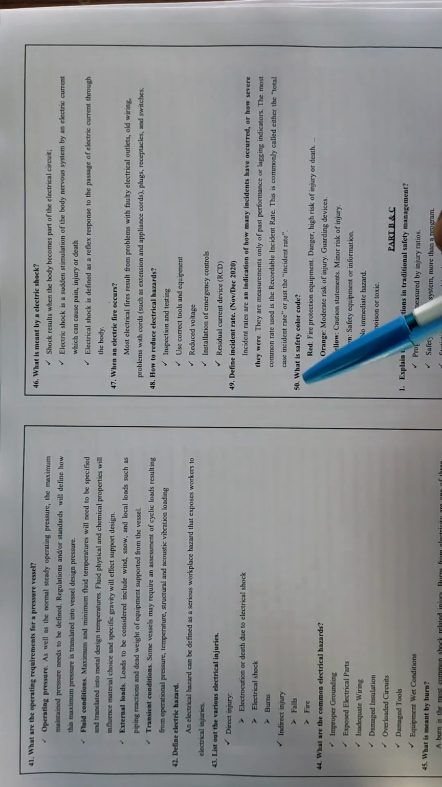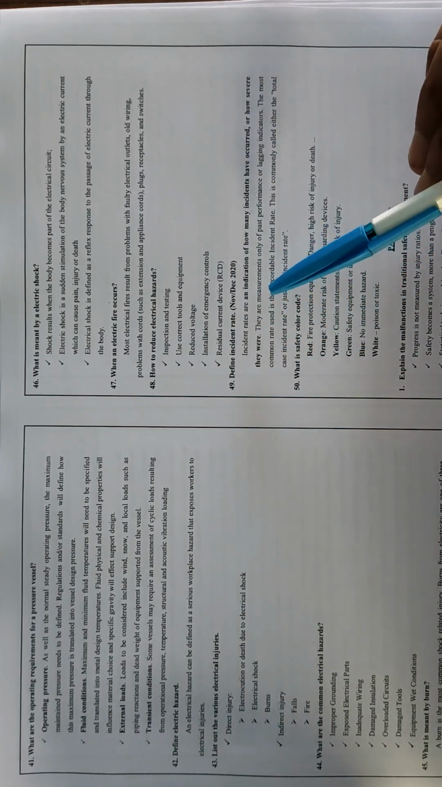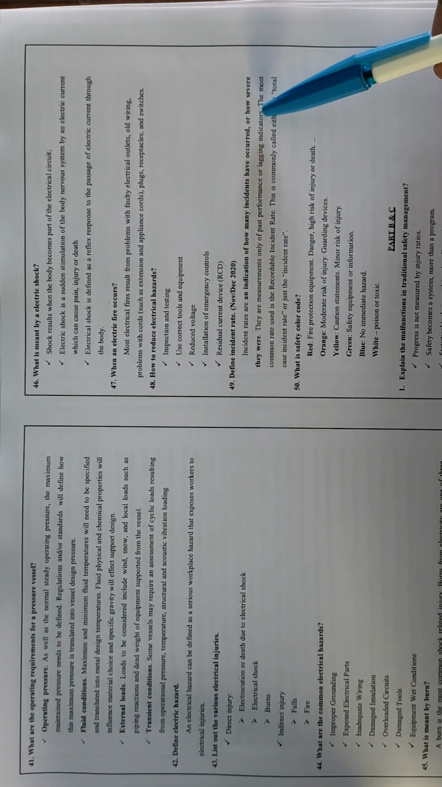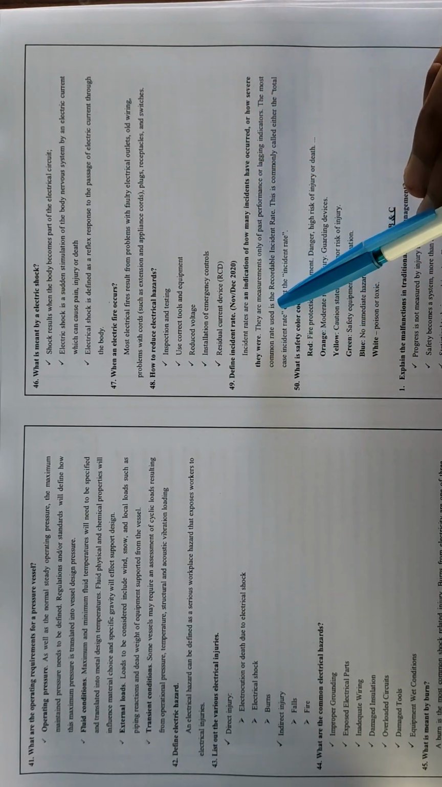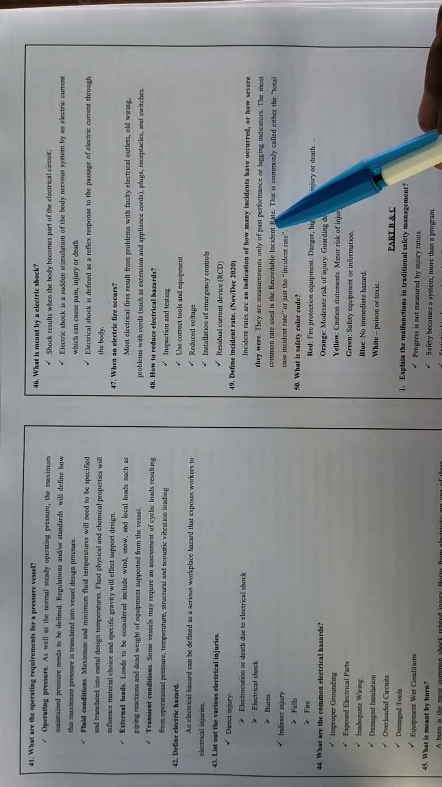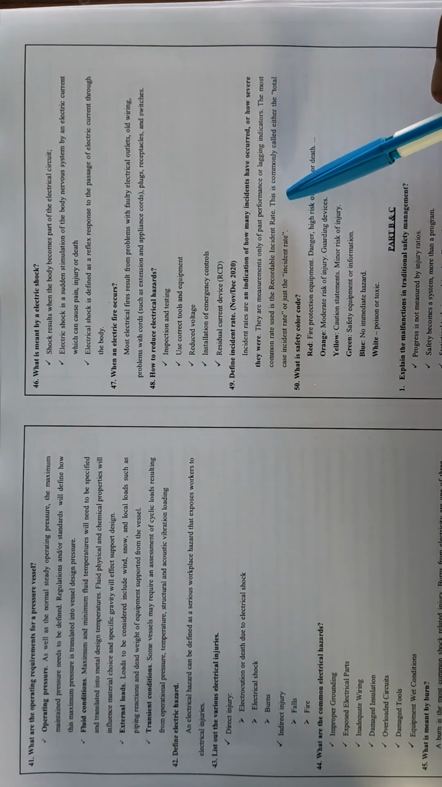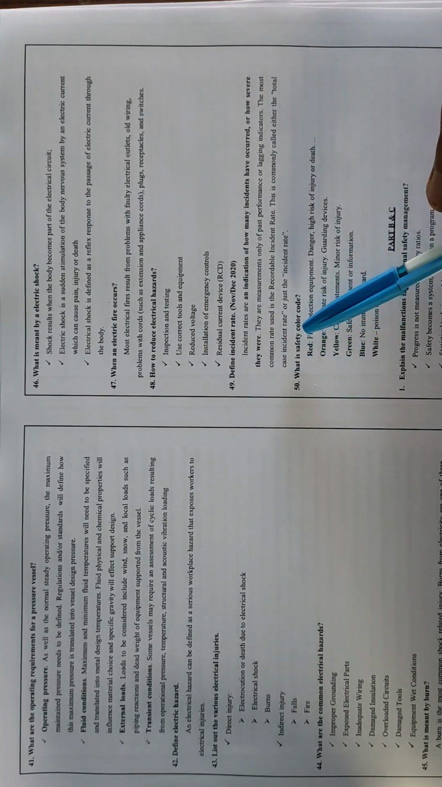Define incident rate. Incident rates are an indication of how many incidents have occurred or how severe they were. They are measurements only of past performance or lagging indications. The most common rate used is recordable incident rate. This is commonly called either the total case incident rate or just the incident rate.